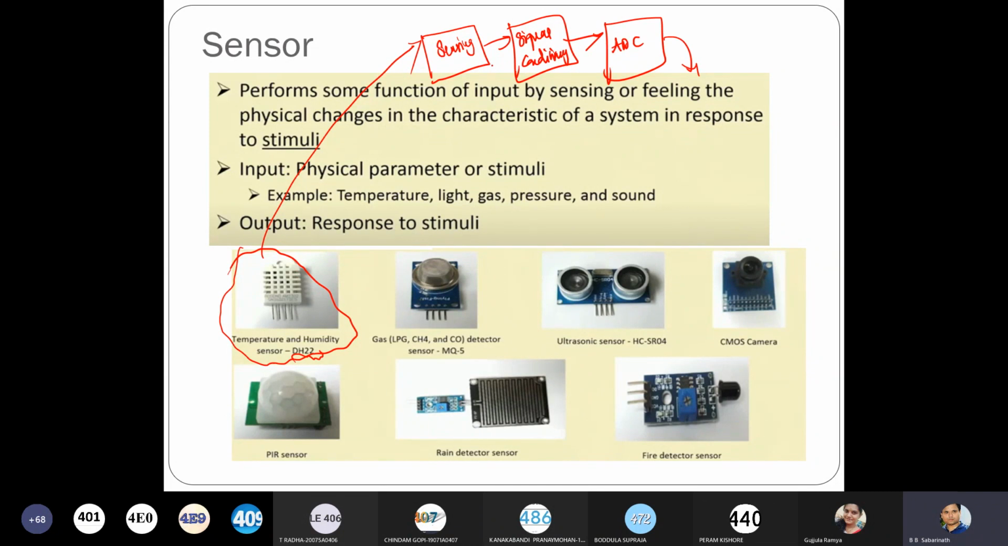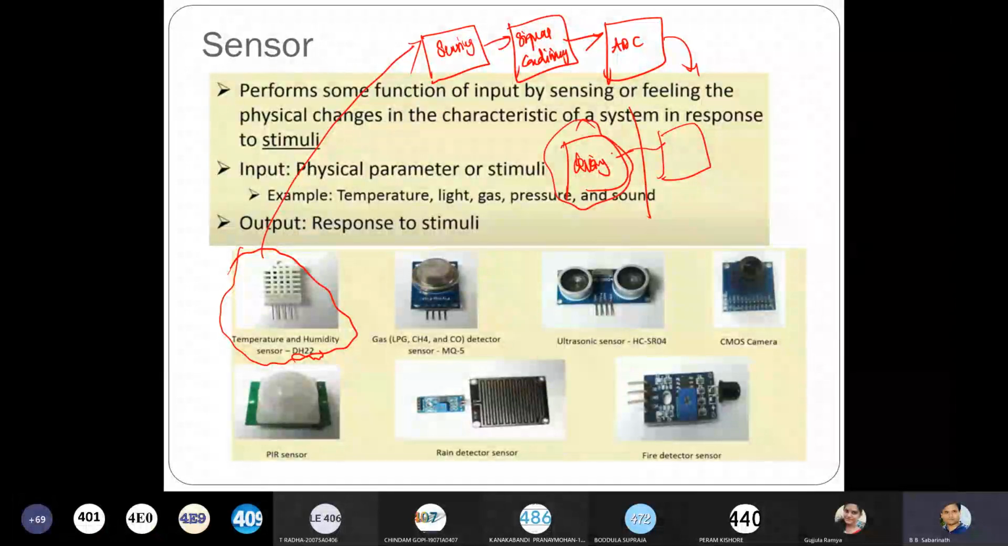For example, you take an analog sensor. An analog sensor may only have the sensing part. So for this sensor, you need to add external signal conditioning. Maybe you need to convert, amplify, filter, all these things you need to do externally. This is a PIR sensor, this is a gas sensor, ultrasonic sensors, CMOS camera, fire detector sensor, you can see these sensors.